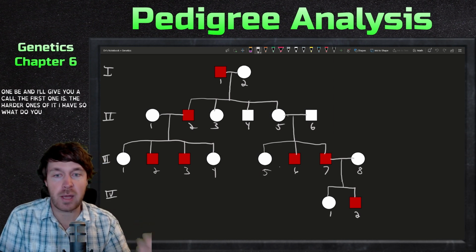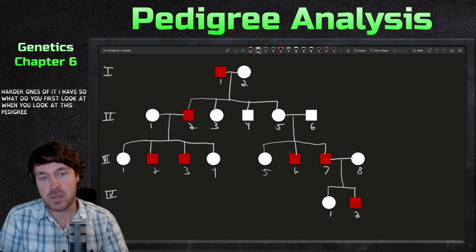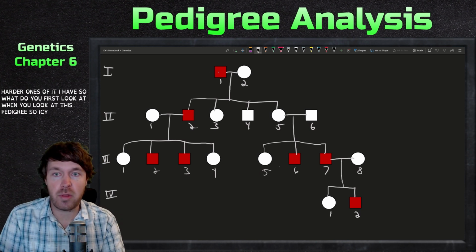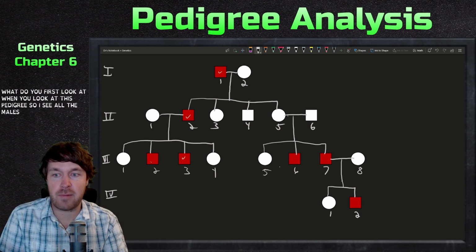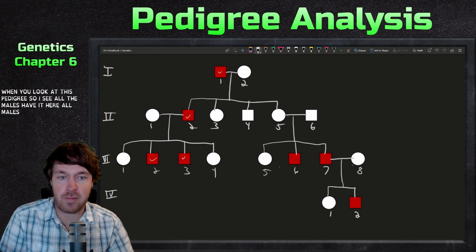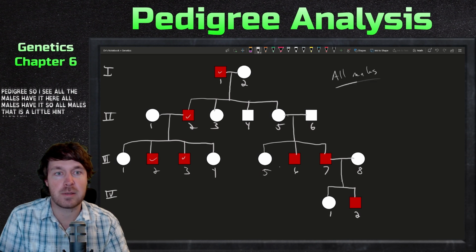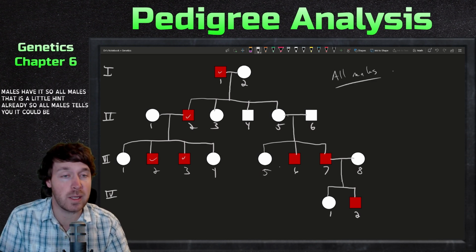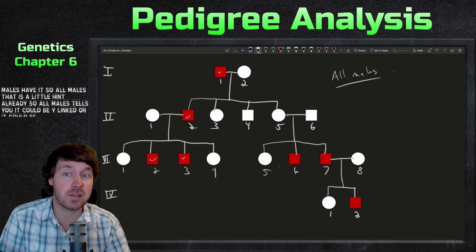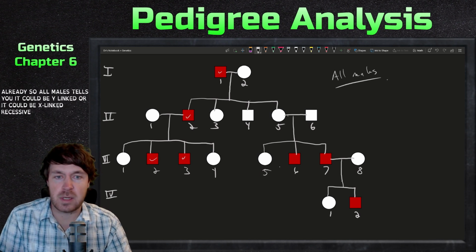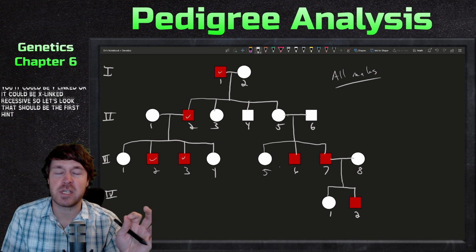So what do you first look at when you look at this pedigree? I see all the males have it here. So all males. That is a little hint already. All males tells you it could be Y-linked or it could be X-linked recessive. That should be the first hint when you see that.